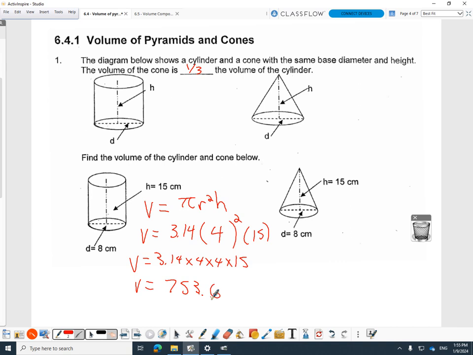If you use the pi button, you might get, let's see how much difference it is, pi times 4 times 4 times 15. You'd get 753.98. Slightly different. Don't worry. If you use the pi button, I'll know what you did. I'll know the answer, it's fine. But if it's just a little bit off because you used the pi button from what the answer sheet says, don't let that freak you out.